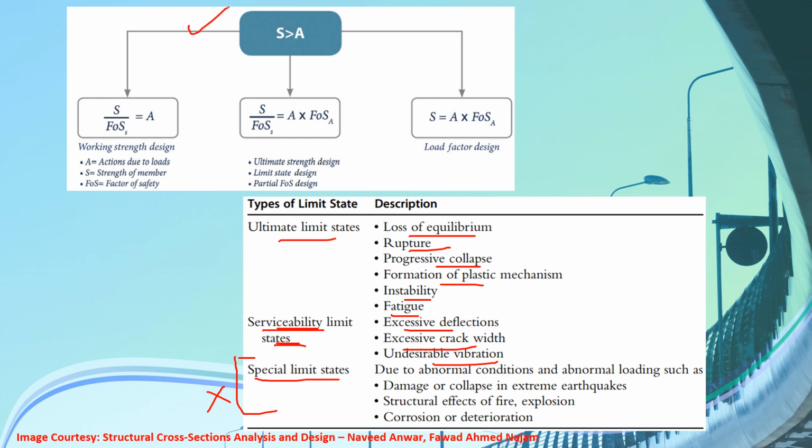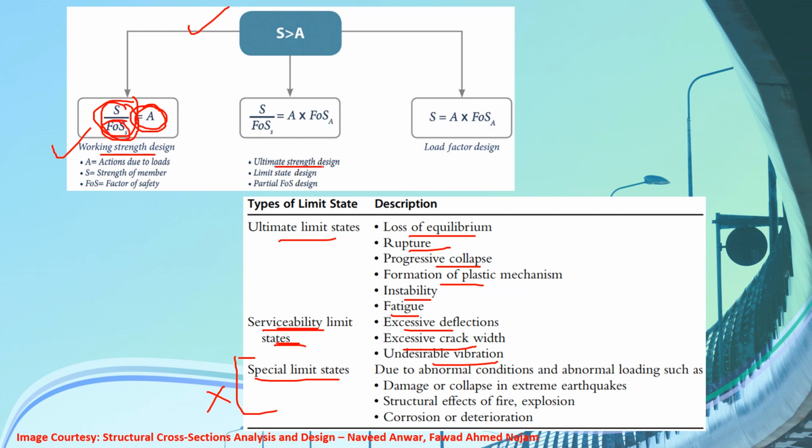So let's see in this chart here. This is the primary philosophy of working strength or allowable stress design method, in which the strength of the member, that means the capacity of the member, is reduced by using some factor of safety in this capacity side of the equation, and that is made equal to the A, means action due to loads or demand on our structure. So factor of safety is used in this strength side.